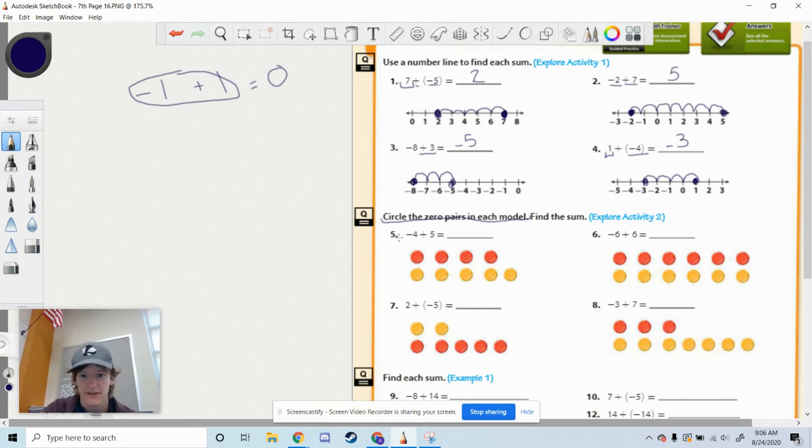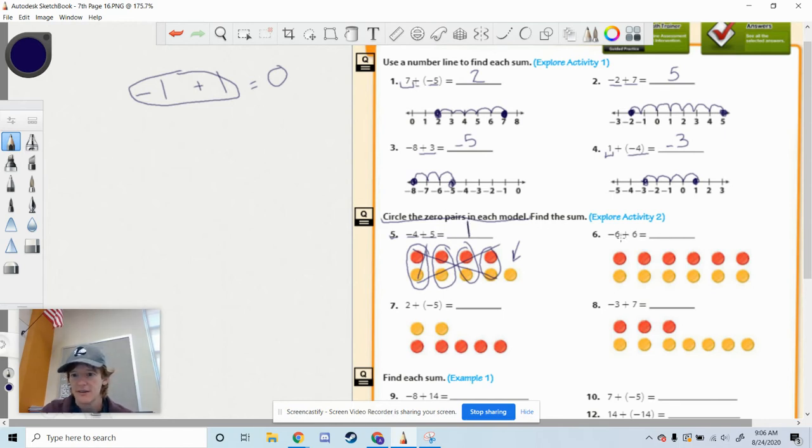So we're starting off for number 5. We have negative 4, so we have 4 red counters, and positive 5, so we have 5 yellow counters. Now, the next step is to circle the 0 pairs, so we have 1 0 pair here. Negative 1 and positive 1 makes 0. Here's one more. Here's one more. Here's one more. All these numbers combined equals 0. So our sum is whatever is remaining, which is yellow, a positive 1.